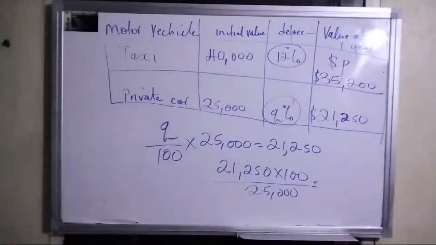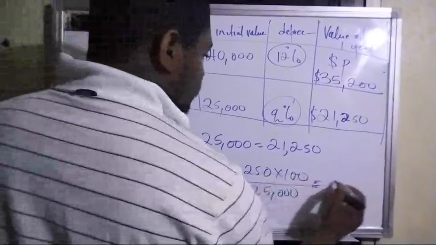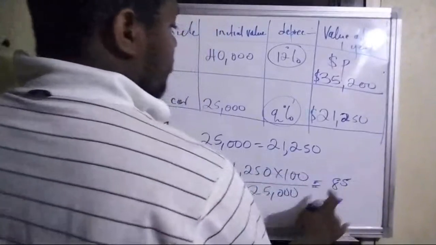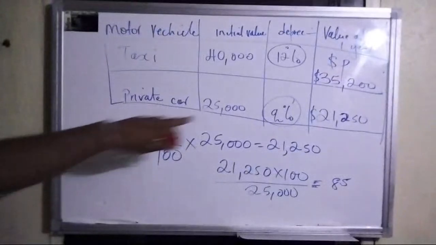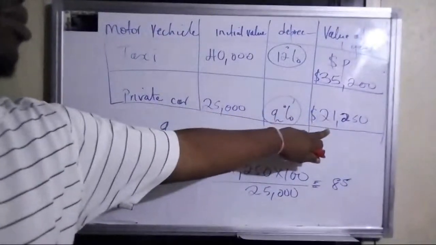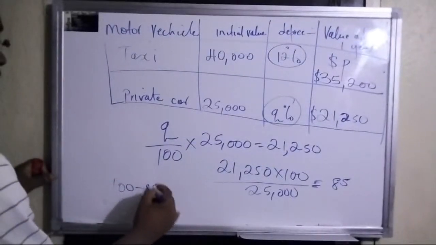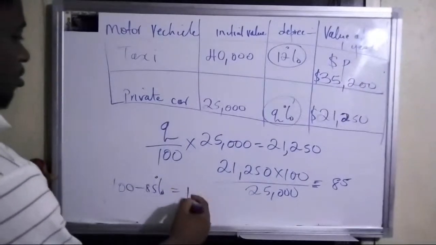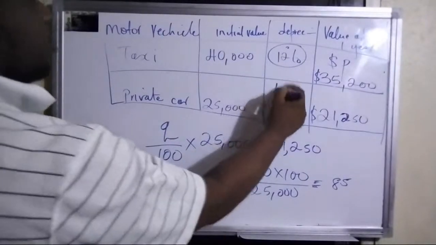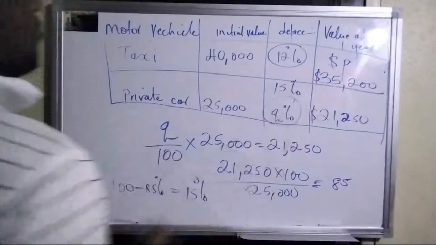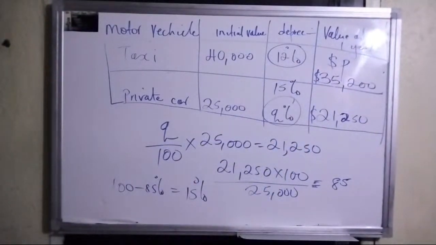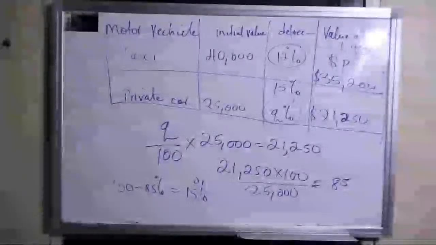Alright, so this should give you 85. But that's not the answer, right? Because what this is saying is 85% of this is equal to this. So that means it has to be 100% minus the 85%, which is equal to 15%. So the private car is depreciating at a rate of 15%, which is a bit surprising because private cars are normally in better condition than taxis. But I guess that's the trend, right?